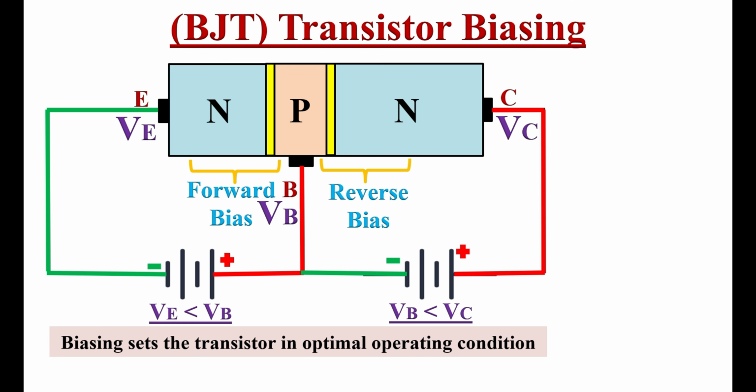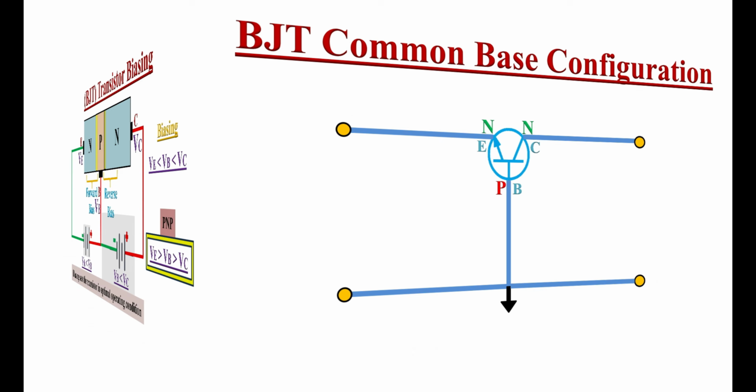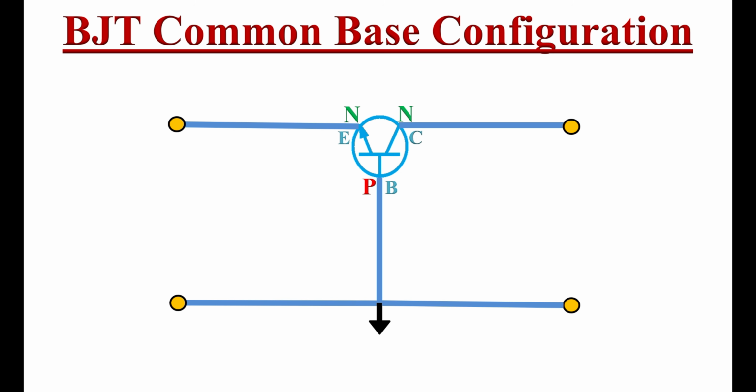We can consider transistor as two back-to-back diodes connected in series. Hence, to make a NPN transistor in active mode, VE must be lesser than VB and VB must be lesser than VC. For a PNP transistor, this must be in opposite direction. So what we will do here, we forward bias this emitter base junction via this resistor RE.